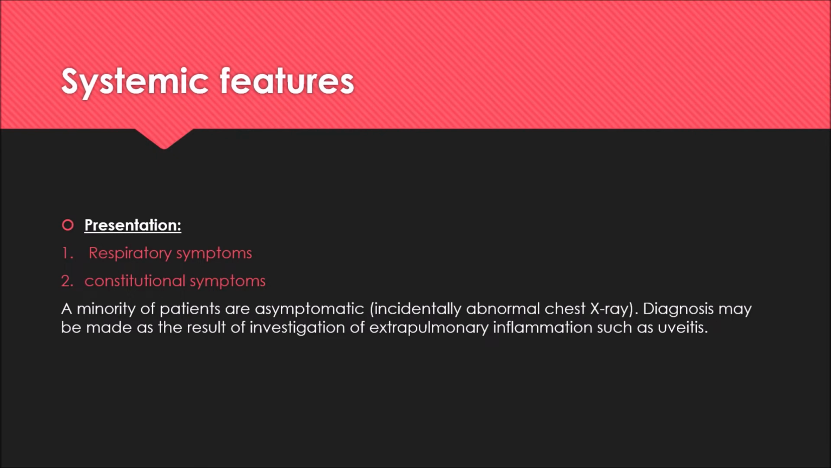Patients usually present with respiratory symptoms, and that is with cough, shortness of breath, especially on exertion, and constitutional symptoms that include malaise and arthralgia, and each of them occurs in about 50% of patients. A minority of patients are asymptomatic, and findings are incidental upon abnormal chest X-ray. Diagnosis can also be made as a result of investigation of extrapulmonary inflammation such as uveitis.